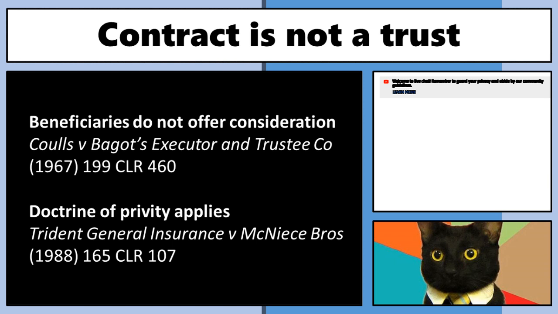The Trident case you might remember as well, where you've got subcontractors that come onto property, whether or not they can get rights from the insurer of the head contractor. But those two things are important because beneficiaries never offer consideration. Beneficiaries do not offer consideration in trust law. They only get the good bits. Trustees have to offer consideration because being a trustee is a burden. And in contract law, burdens and detriments can and are valid forms of consideration. Okay.